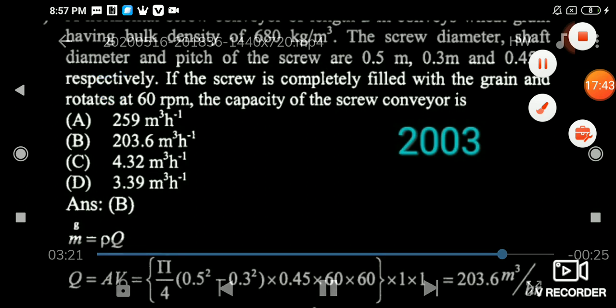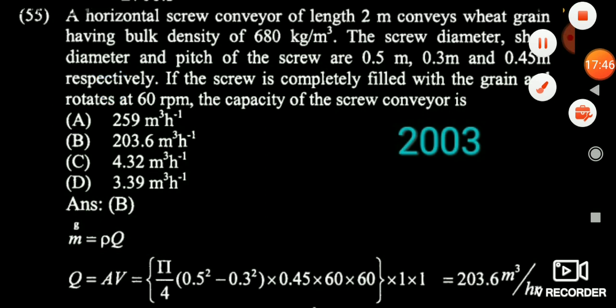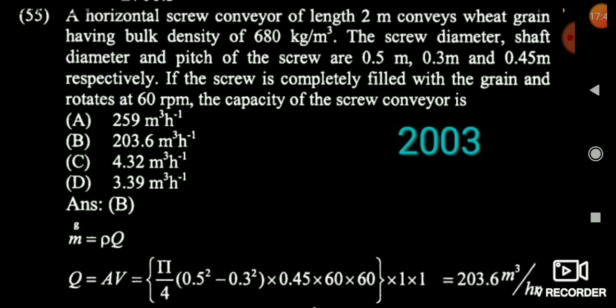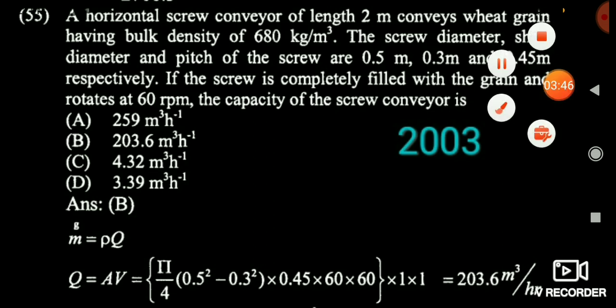Friends, pi by 4 into capital D square minus small d square into pitch into 60 into 60. Here it is asking in per hour, so you should multiply with 60 into 60 and 1. Here RPM is 60, revolution per second, so 60 divided by 60 is going to be 1, so 203.6 is going to be the right answer.